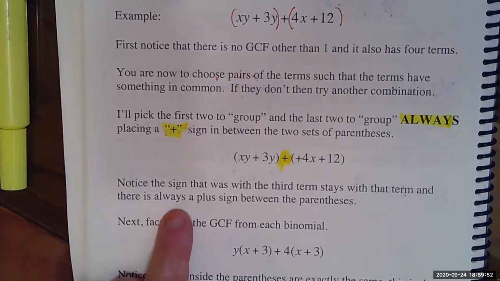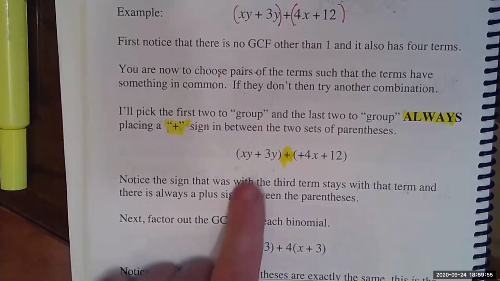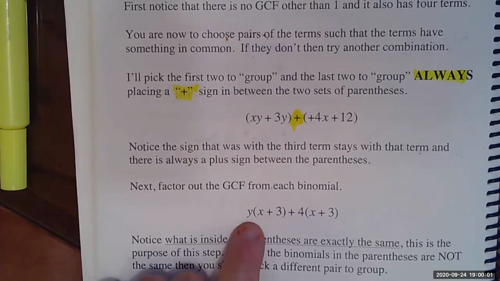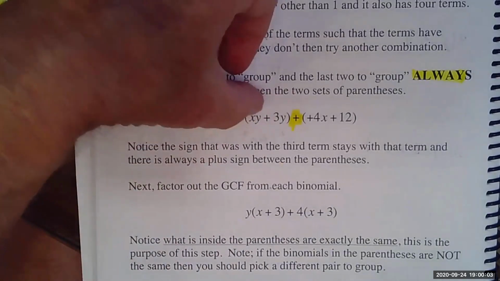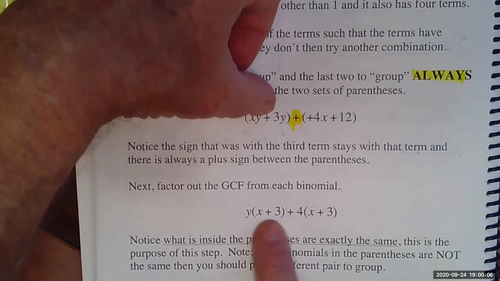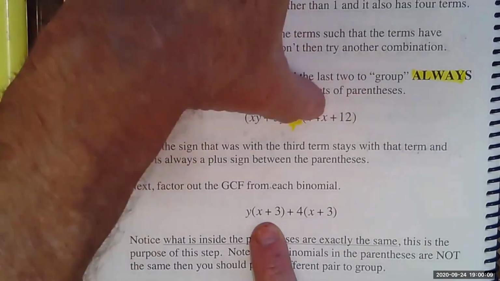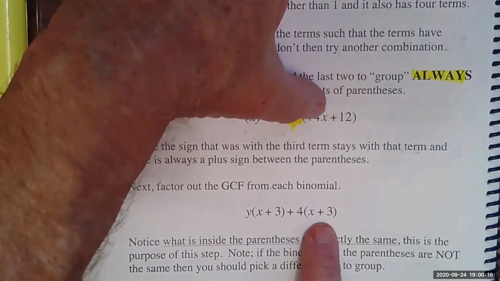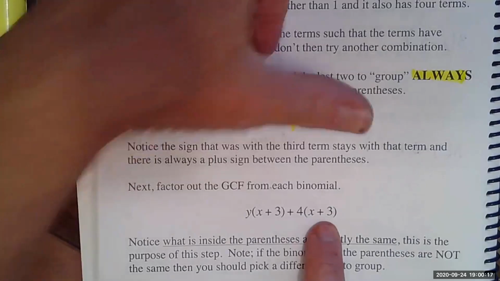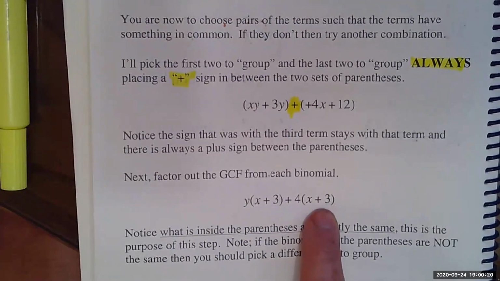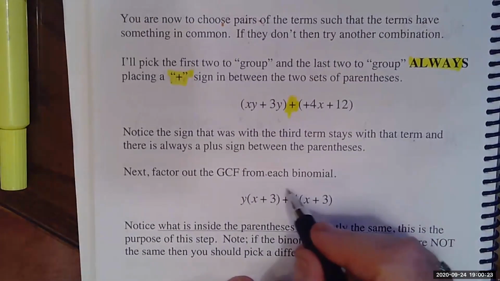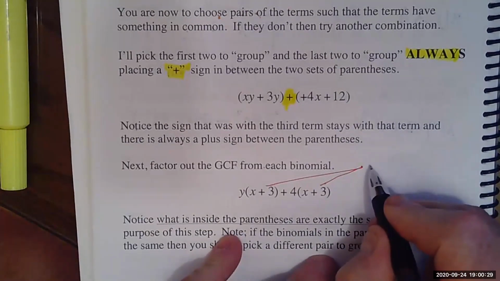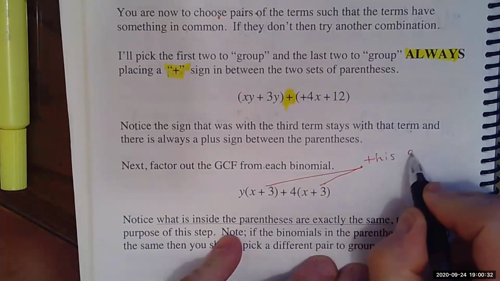All right, next, factor out the GCF from each one of these. They both have a Y, so you pull out the Y and write down what's left over. They both have a Y, and there's an X plus 3 left over, and that's what you write. They both have a 4, so yank off the 4 and write down whatever's left over that makes 4X plus 12. So X plus 3. And this is good. This will work for everyone. Nice, isn't it?